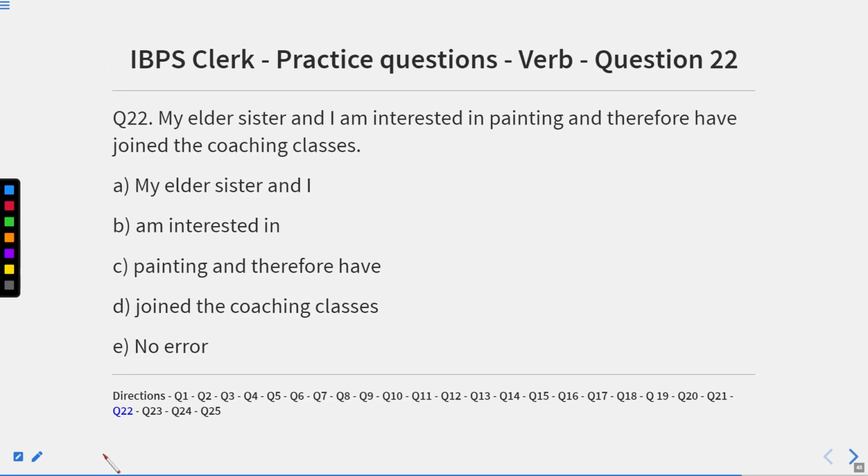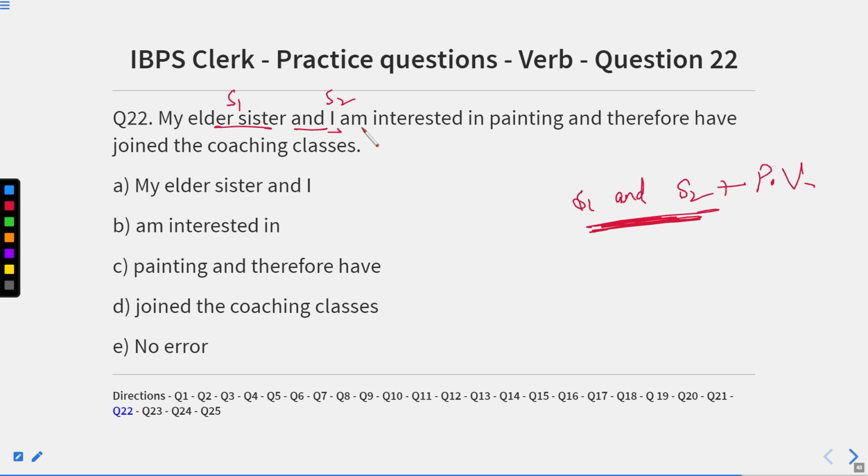Now, this will be question number 22. My elder sister and I am interested in painting and therefore have joined the coaching classes. Now, my elder sister and I. We have two subjects over here connected with the word "and". This is subject one and this is subject number two. Whenever we connect two subjects together with the help of "and", we write only the plural form of the verb with it.